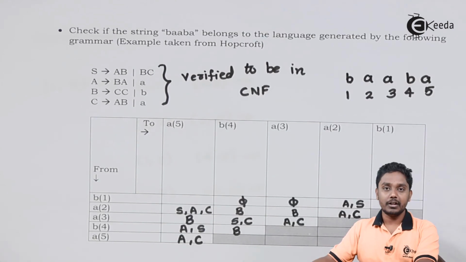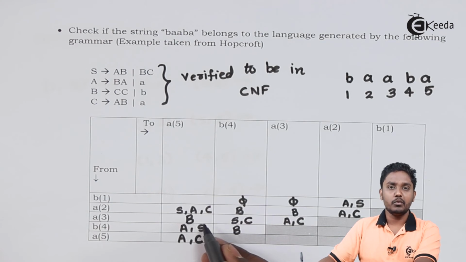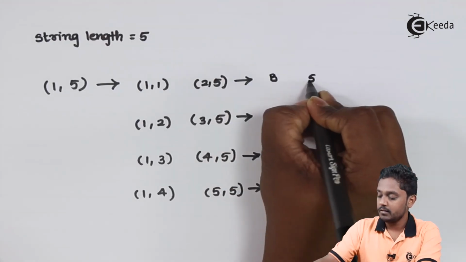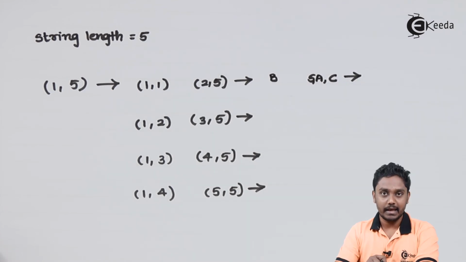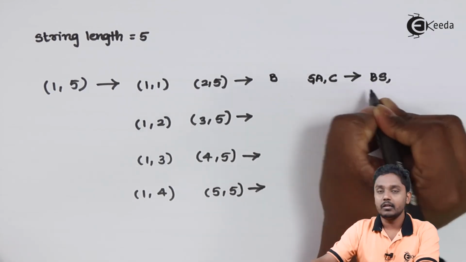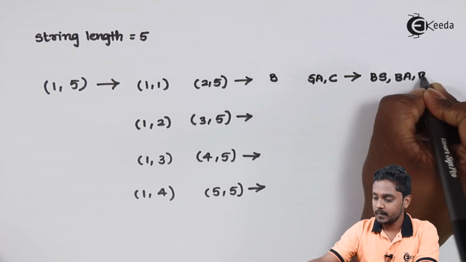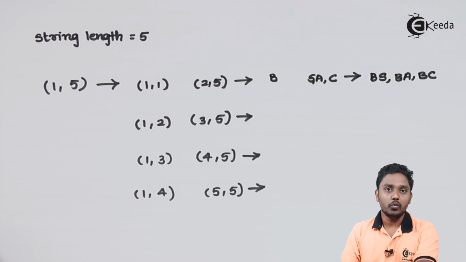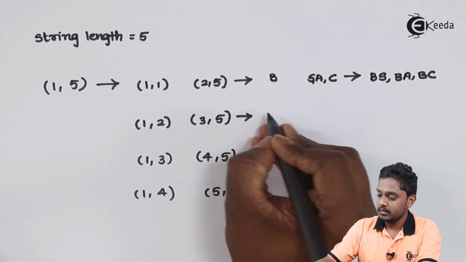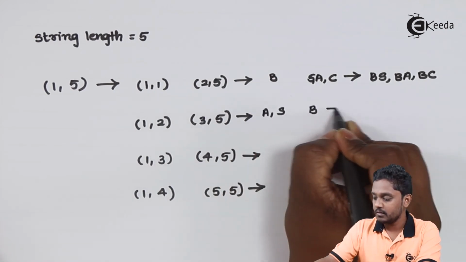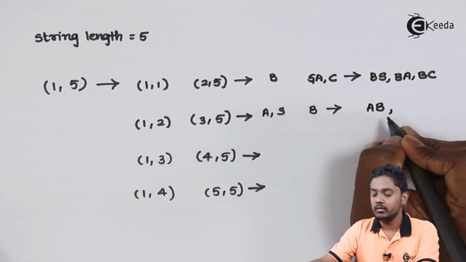1 1 is generated by B. 2 5 is generated using S, A and C. Let us use this information. This would give us the concatenation BS, BA and BC. Let us check 1 2 and 3 5. 1 2 is A or S, 3 5 is B. The concatenation should be AB or SB.